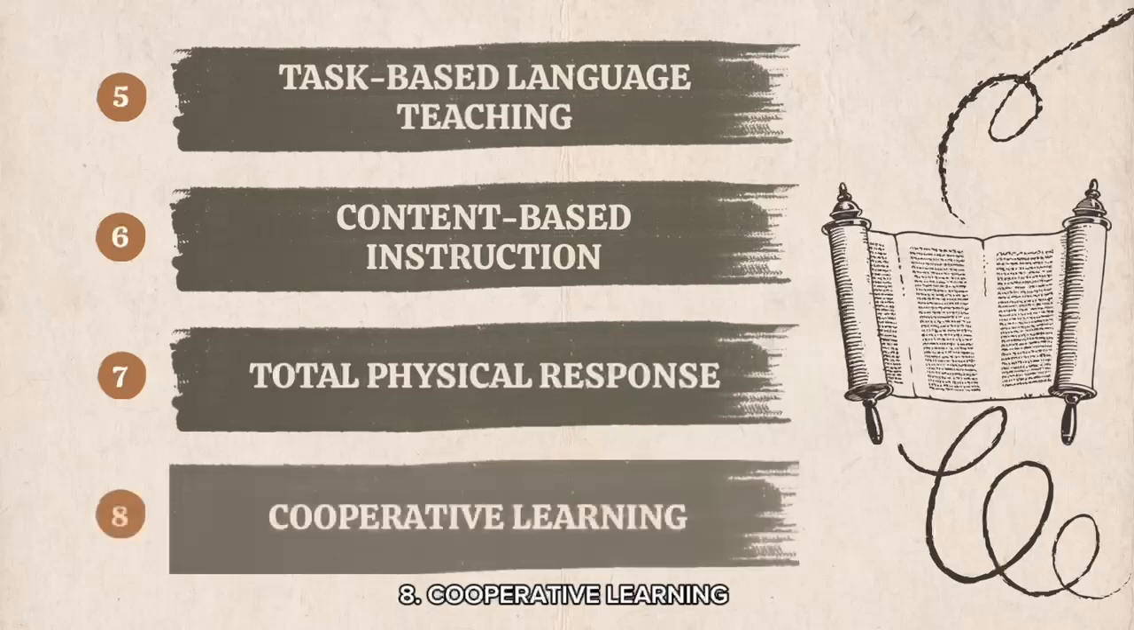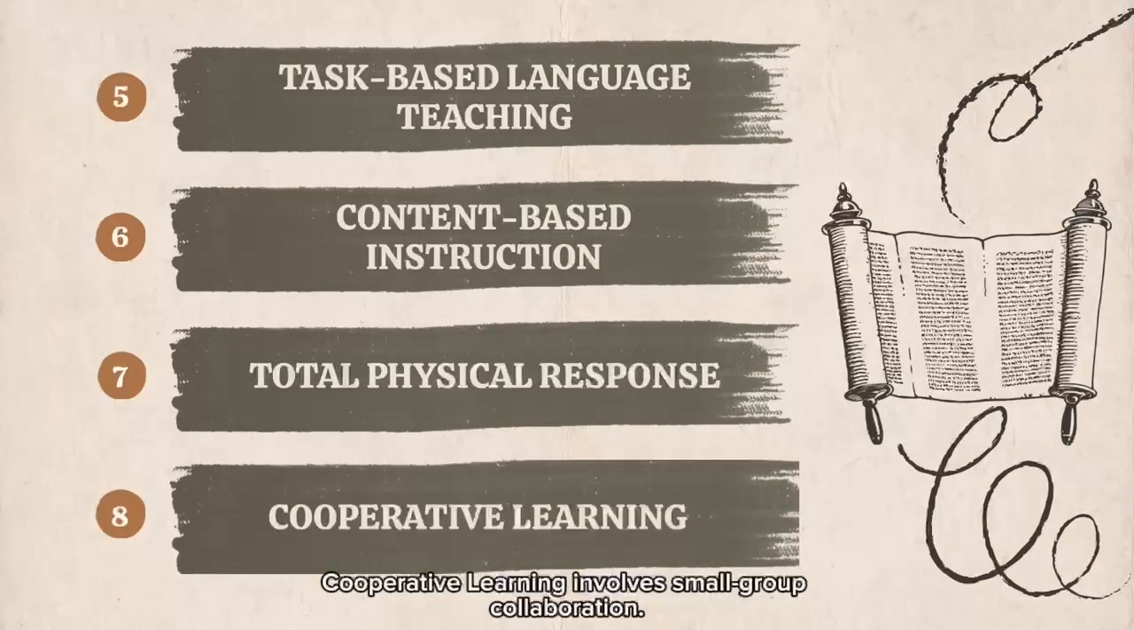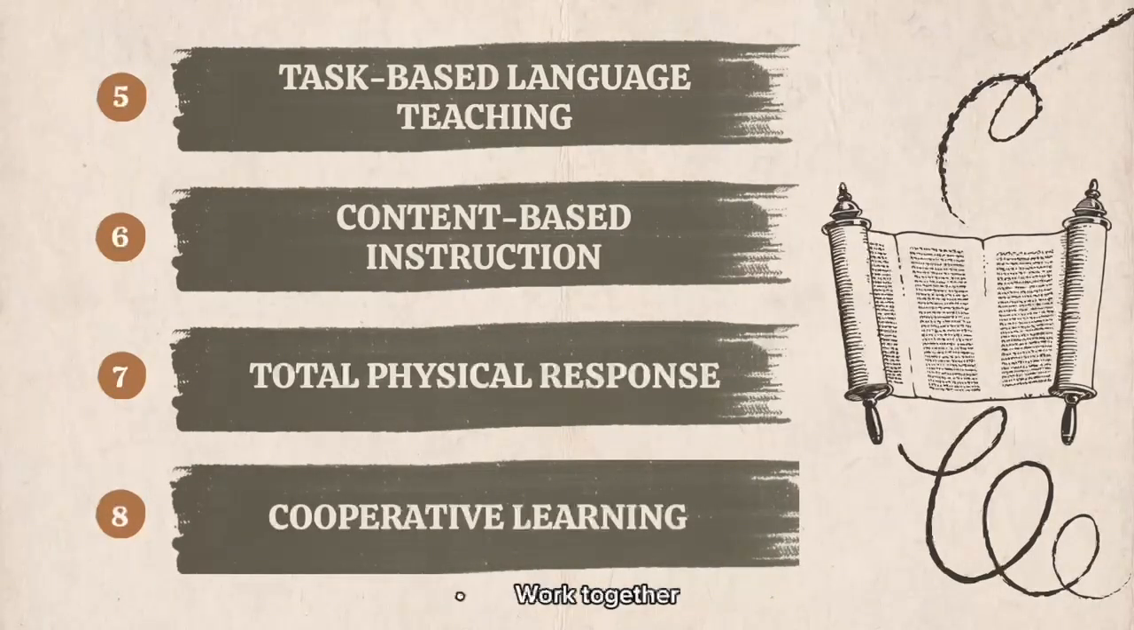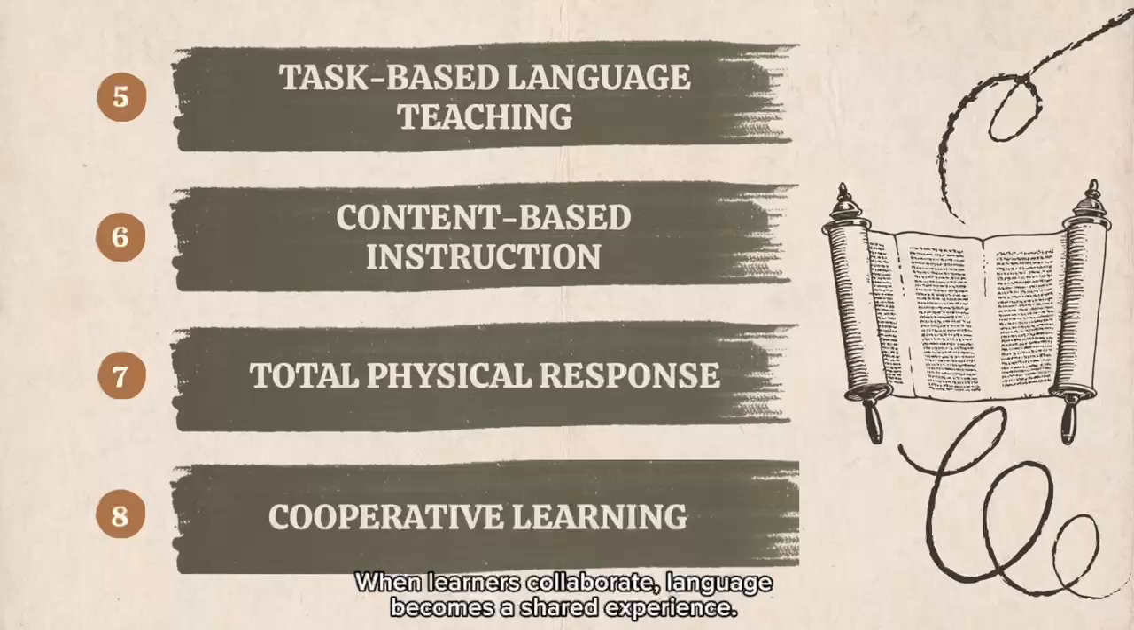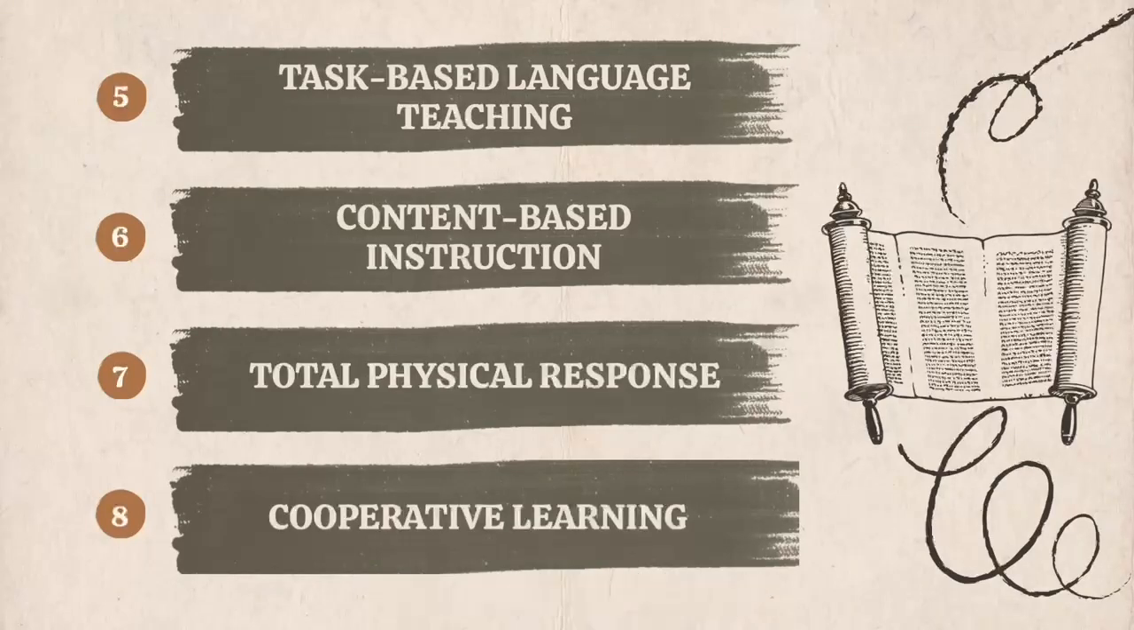8. Cooperative learning. Cooperative learning involves small group collaboration. Students work together, support one another, and communicate to achieve shared goals. This method builds social skills, communication competence, and peer support systems. When learners collaborate, language becomes a shared experience.